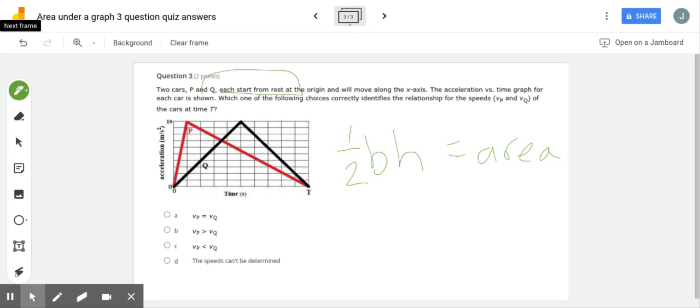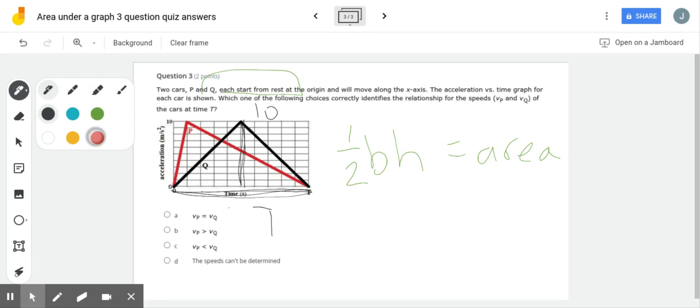So here's the deal, right? For the black car, the base is t, and the height is 10. For the red car, the base is t, and the height is 10. So these are going to have the same speed because you're just doing 1/2 times 10 times t each time. Done.